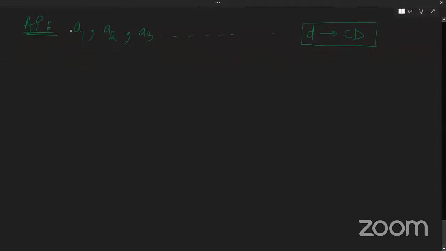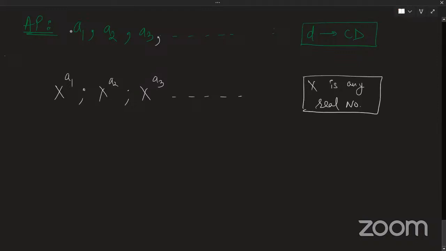Okay, anyways. So what will happen when you raise each of these numbers? You have n numbers, or any set of numbers, in AP whose common difference is D. What will happen if you raise all of these numbers to a power or an exponent x? So x raised to A1, x raised to A2, x raised to A3. What will this series become? X is any real number.